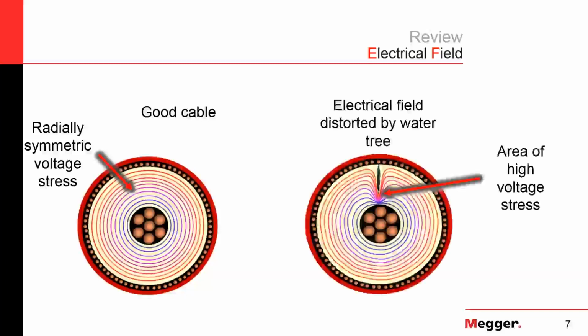But when there's something like a water tree, it's going to distort the electrical field and create a region of very high voltage stress at the tip of the water tree. You can kind of think of this as a topographical map, and that's a much steeper hill to climb. But what happens with that high voltage stress, eventually that converts to an electrical tree, and that electrical tree eventually fails the cable.